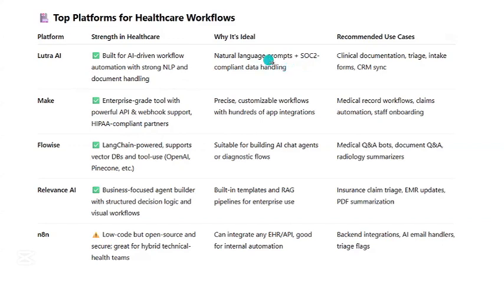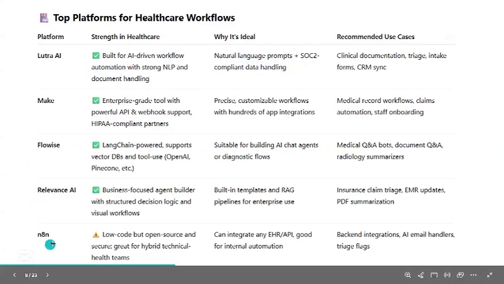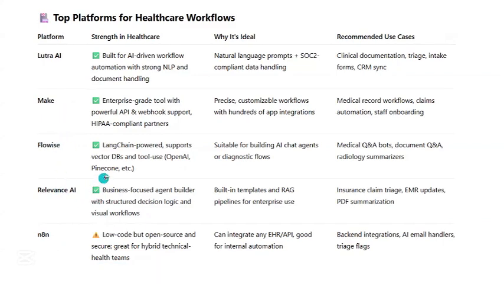If you have an interest in these tools, I also can help to go deep into these tools and find more details. And N8N, the last one, that is also there. Make, Flowwise, Relevance AI, I have tried out, but Lutra was the most interesting and easiest one.